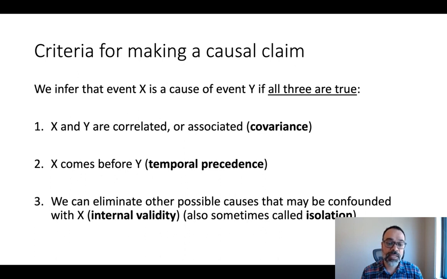And the third is that we can eliminate other possible causes that may be confounded with X. This is what your book calls internal validity. I'm going to quibble with that in a moment. This is also sometimes called isolation.